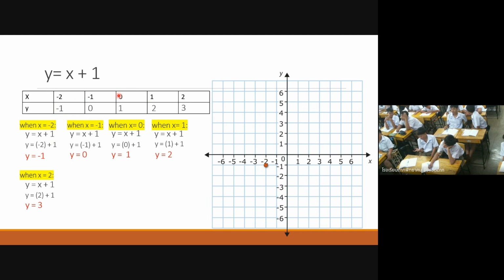What else? We have this one. Negative 1, comma, 0. We're going to plot it there. And then we have 0, comma, 1. And then 1, comma, 2. And then we have 2, comma, 3. And what do you need to do next? You connect the points. And this is the graph of y is equal to x plus 1. One more. Let's have another example.